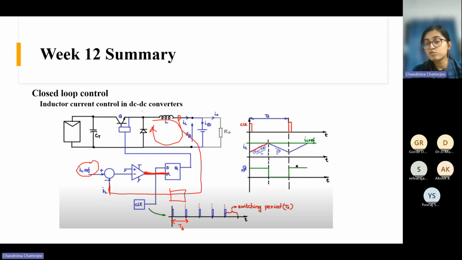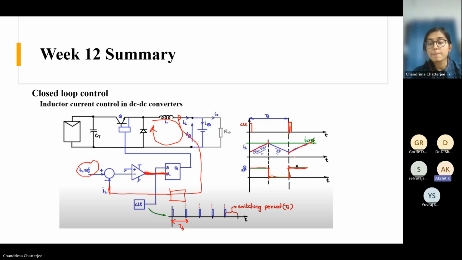The current will start dropping, and it will start rising again in the next cycle when this clock pulse comes. Again the switch becomes high, the pulse becomes high, and the current will start rising. Okay, that is the operating principle. So this is Q, right? Here it becomes 0. Again, when the clock comes, Q becomes high like this. Okay.